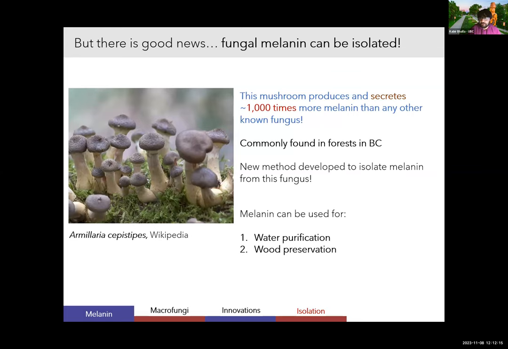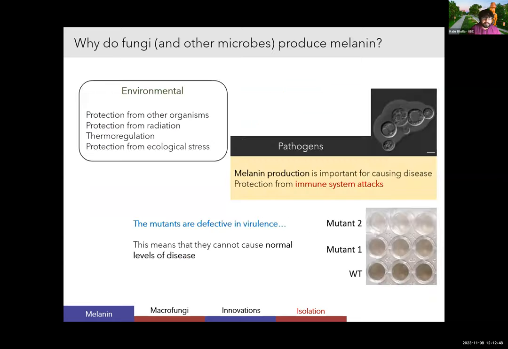Another really cool thing about melanin is that it can soak up heavy metals. Contaminants like cadmium or other heavy metals that are found in the environment can be taken up by melanin, so that the water that's left after that treatment is actually safe for human consumption. That is something that melanin can do. And melanin can also be added to paints and stains to preserve wood from damage because of its other properties.